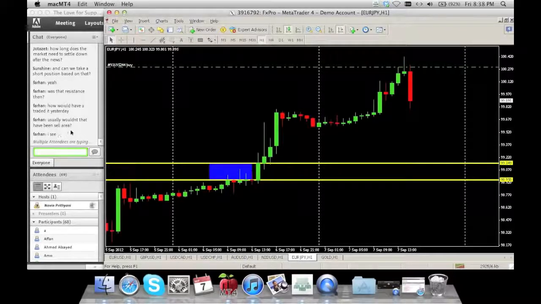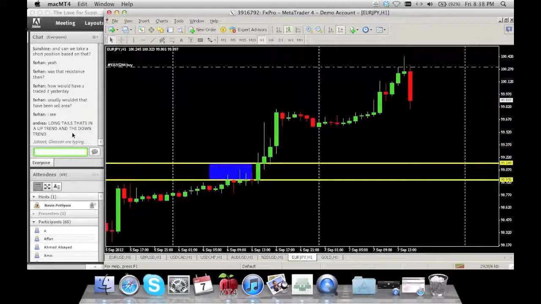Usually wouldn't that have been a sell area? Remember, it is not a buy and sell area. This is not a buy and sell area. It is only a buy and sell area if you can confirm it in correlation with other pairs. Okay, this is not a signal to enter long or short.